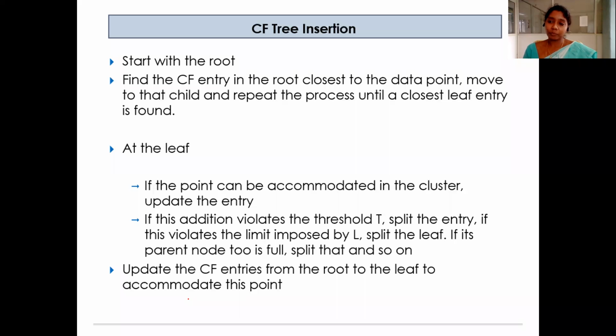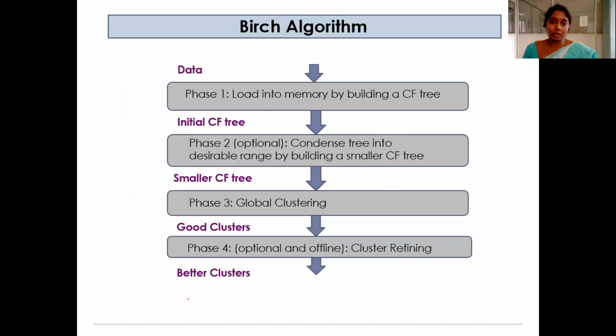After that, if it obeys the rule L, then there is no problem. Otherwise, the leaf node should be split into 2 leaf nodes. And again, we need to go back to the previous level. If that obeys the branching factor of the non-leaf node, then there is no problem. Otherwise, the non-leaf node should be split into 2 non-leaf nodes. In such a case, the height of the tree may be increased by 1. In this way, we insert the elements into the CF tree.